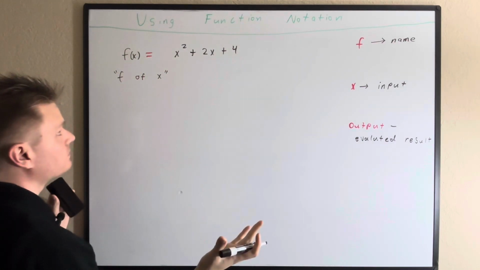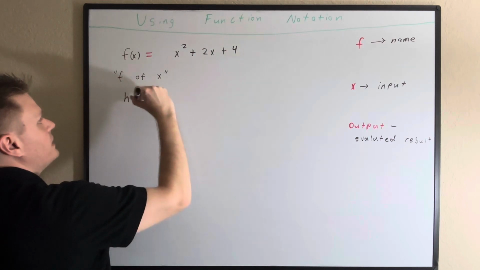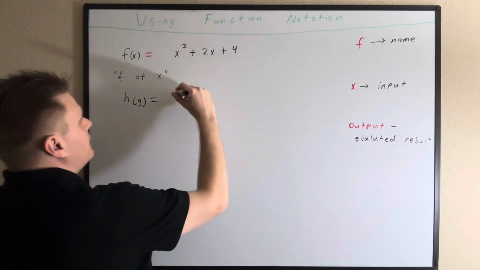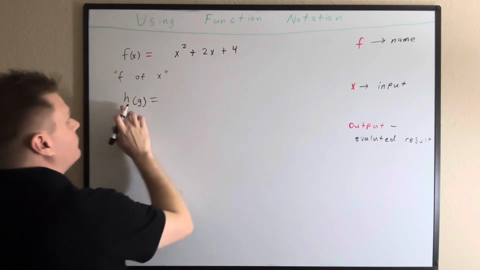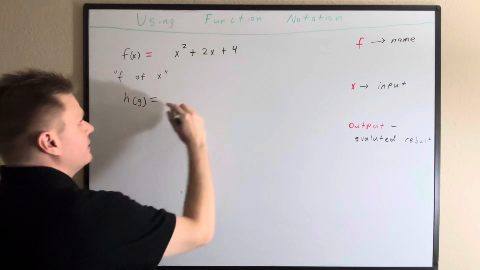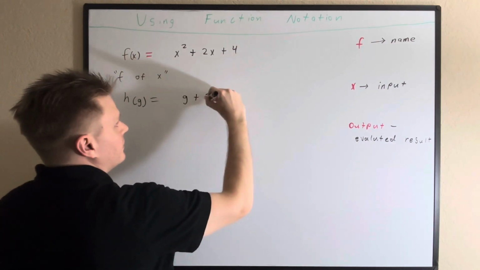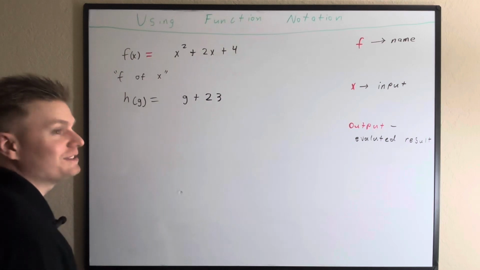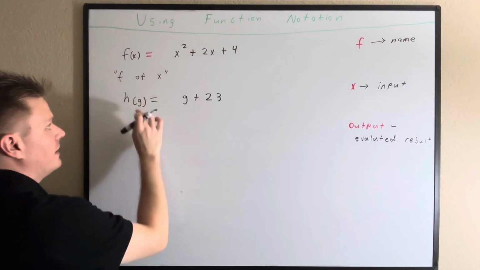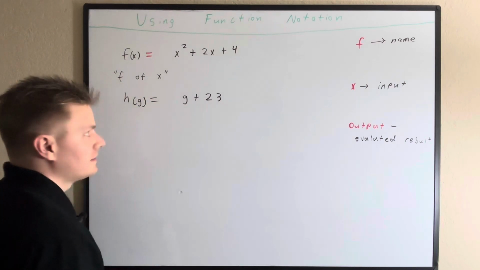So what if we said h of g? Well, that would be the function h in terms of g. So we have g plus 23. That's a very simple one, but that's h. That would be h, and it's in terms of g. Make sense?